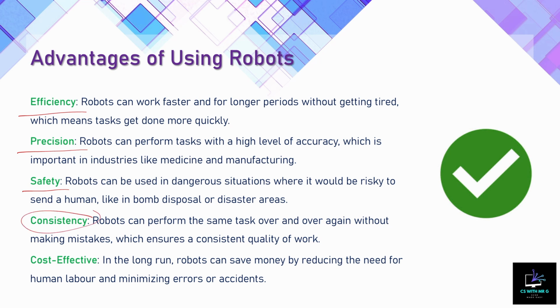Consistency ties in heavily with efficiency. Repetitive tasks, boring jobs. A robot can do the same job over and over again. They won't make mistakes, they won't get bored, and simply ensure a consistent quality of work.